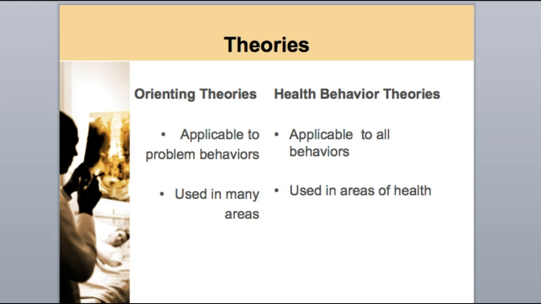There are two types of theories when we're thinking about applying theories. One set is called orienting theories and the other is called health behavior theories. When we're thinking about orienting theories, we're talking about theories that are applicable to problem behaviors. Orienting theories tend to be used in many areas. One example may be motivational interviewing. That's a behavior.